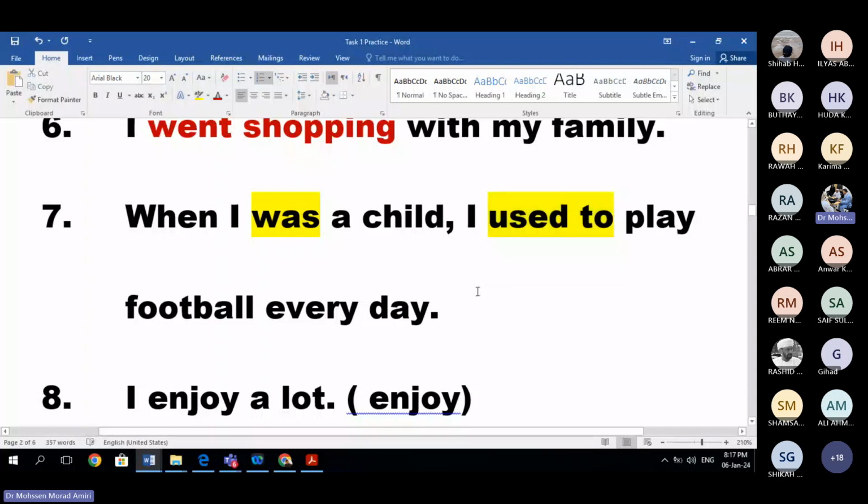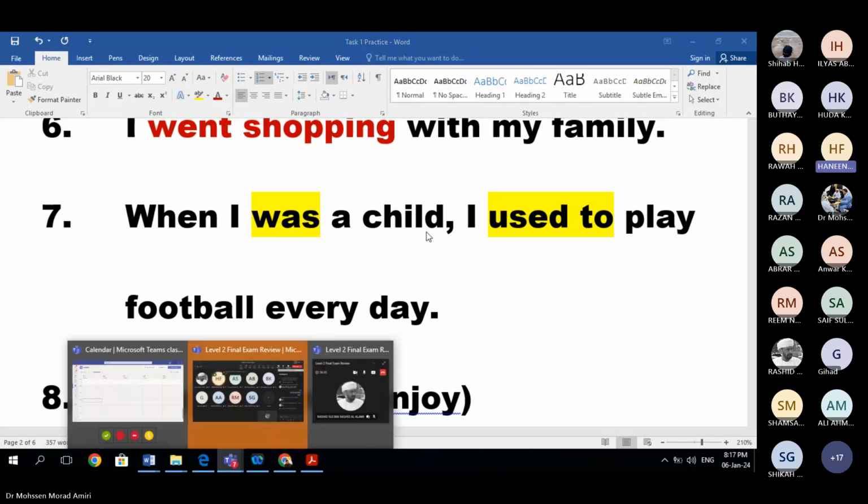Hanin, what does it mean, used to? Do you remember in Arabic? What do we say? I used to play football. Do you remember that? The meaning? I used to play when I was a child. Do you remember, Shabab? I told you this. When I was a child, I used to steal mango. What does it mean? I used to.